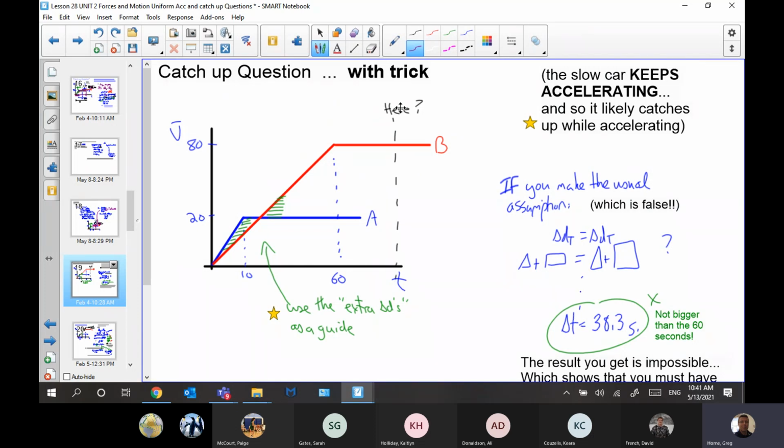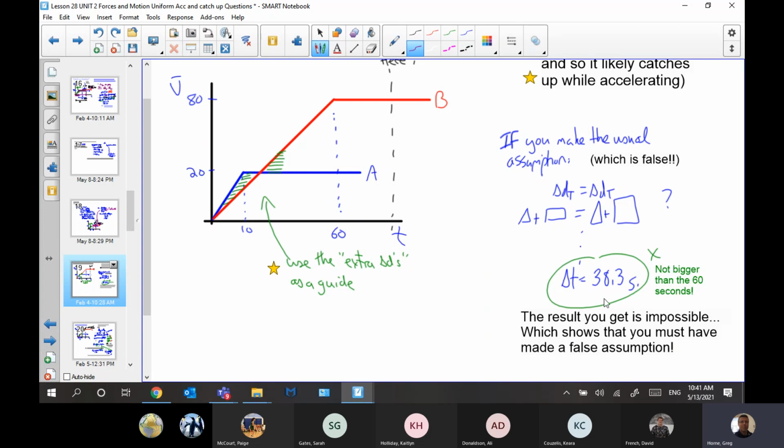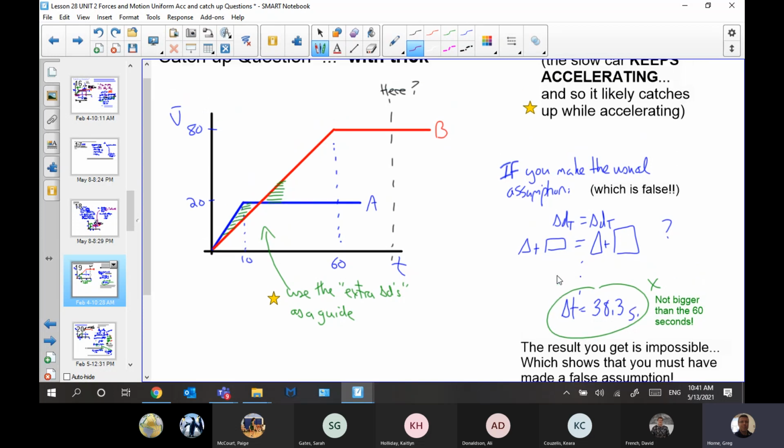So if you were just sticking stubbornly with the assumption that it's going to pass or catch up while traveling at constant velocity, you can run the numbers for that just like normal, but you'll end up getting that it passes after 38.3 seconds. And so think about the logical inconsistency here.